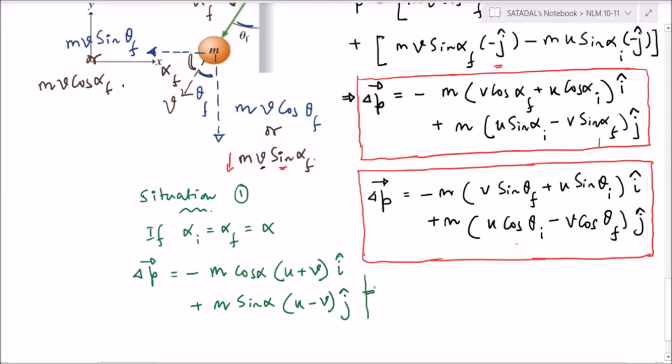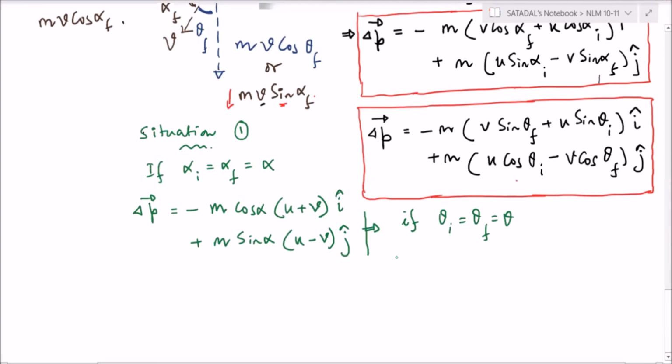Or if we consider in terms of theta, this delta p vector will be minus m sin theta (v plus u) I cap plus m cos theta (u minus v) j cap.